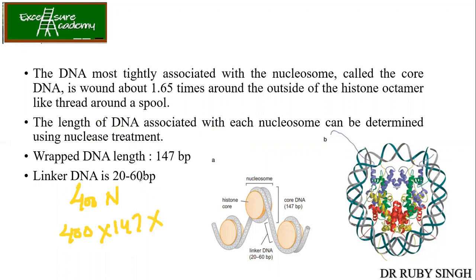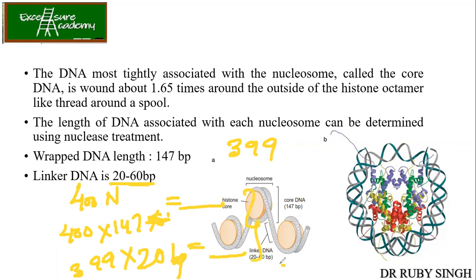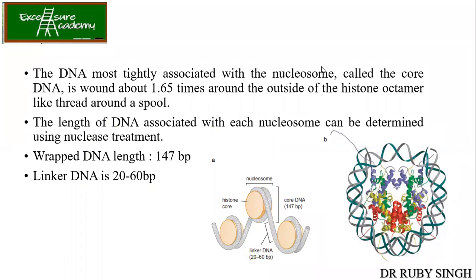How many linker DNA will be there? If I have 400 nucleosomes, I should have one less, right? So around 399 linker DNA will be there. Let us say I am taking 20 base pair. Then I'll have 400 into 147, the length of the wrapped DNA, then 399 into, let us say, 20 base pair of the linker DNA. Take the total of these two, and that will give you the total length of the DNA. So go through it once again, and if any doubts are there, please message me in the comment box.